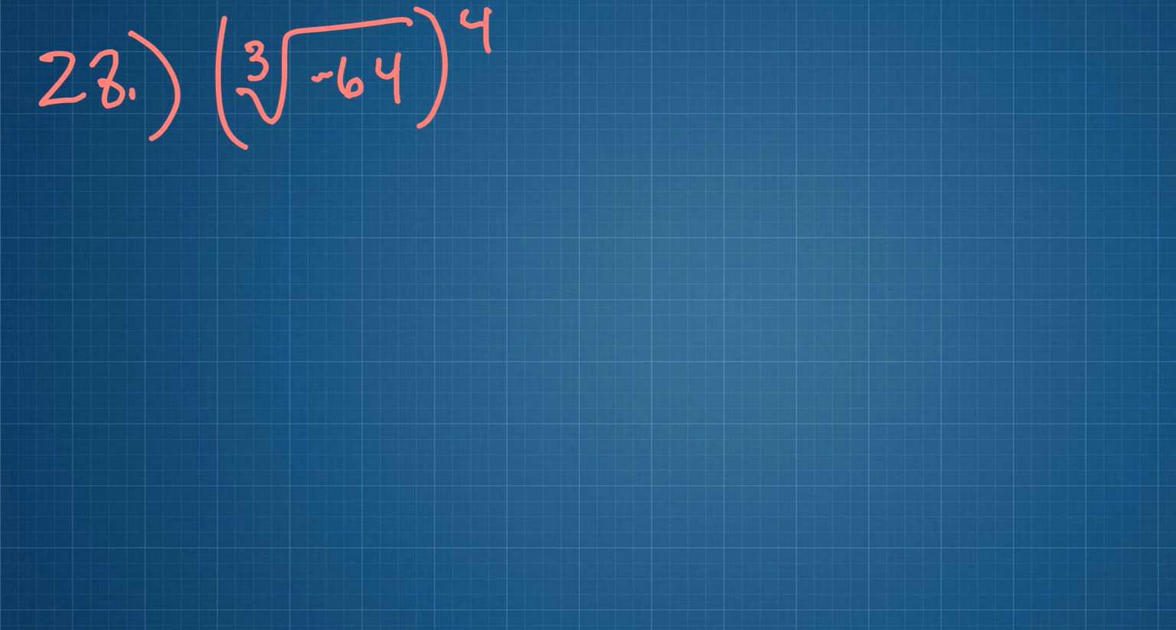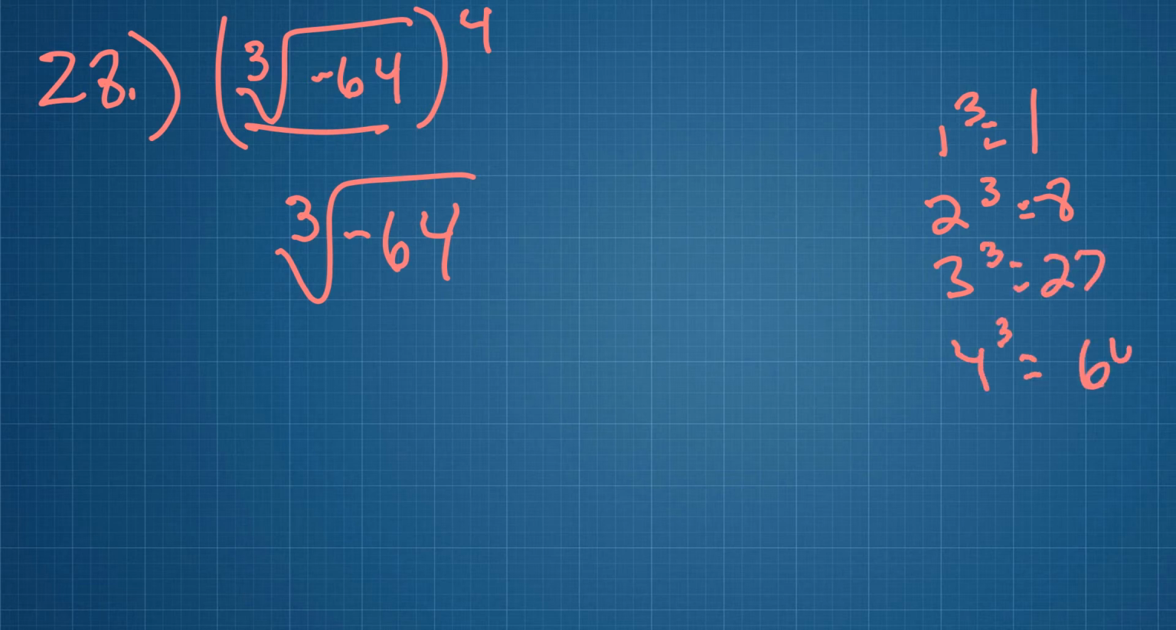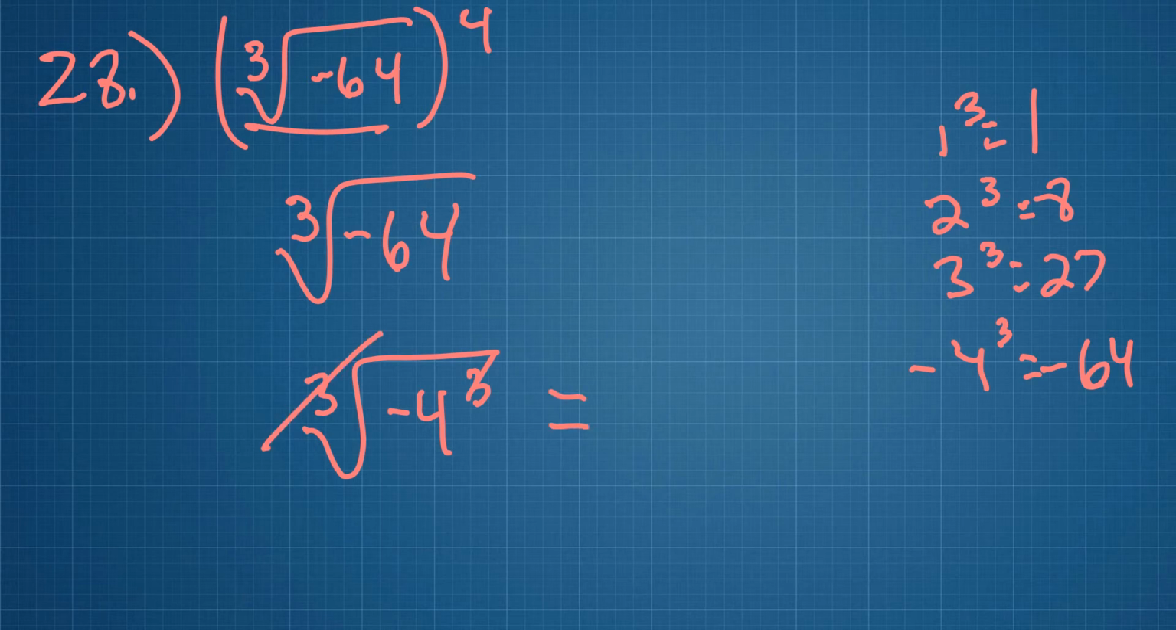28, I have the cube root of negative 64 to the 4th power. It's already in radical form, so I'm going to just break this down. So I have the cube root of negative 64. I'm going to look for perfect cubes because I have an index of 3. So I have 1 cubed is 1, 2 cubed is 8, 3 cubed is 27, 4 cubed is 64. That means negative 4 cubed is negative 64. So I have the cube root of negative 4 cubed. My 3's cancel. My final answer is negative 4. Okay, that's it for 28.